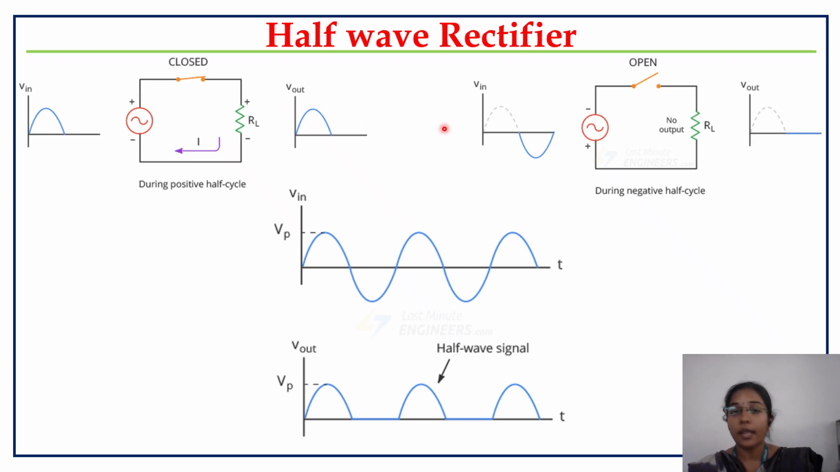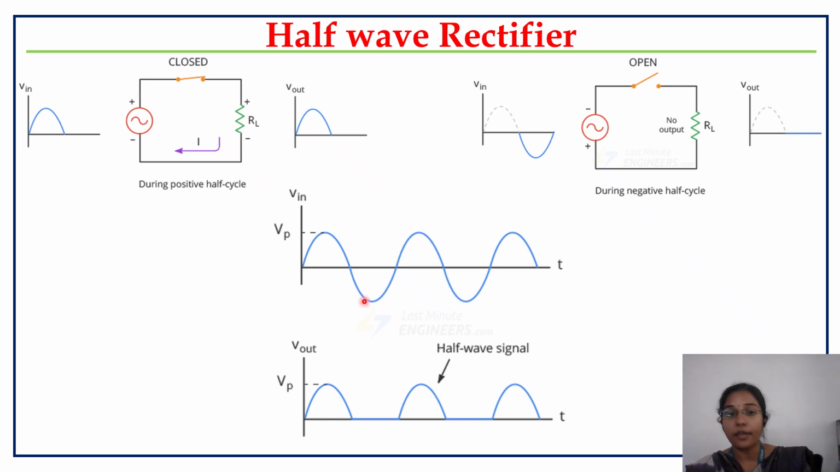But when I have the negative half cycle of my input signal, this makes my diode work in reverse bias, so it becomes an open switch. In that case, I will not have any signal moving from this terminal to the other terminal, so I will not get any output. So when an alternating current is given as input, for the positive half cycle I will get an output, and for the negative half cycle I will not get any output. This makes my half-wave rectifier give a pulsating DC output.